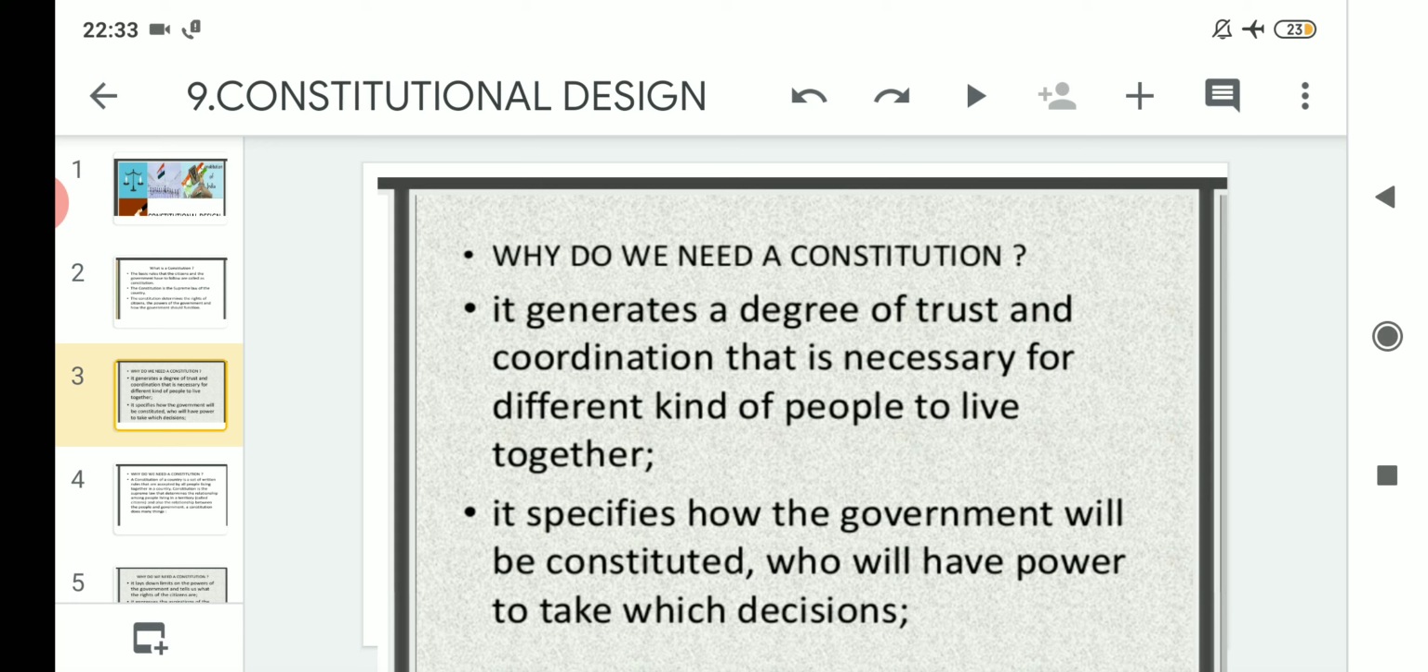After that, it specifies how the government will be constituted, who will have the power to take which decisions.